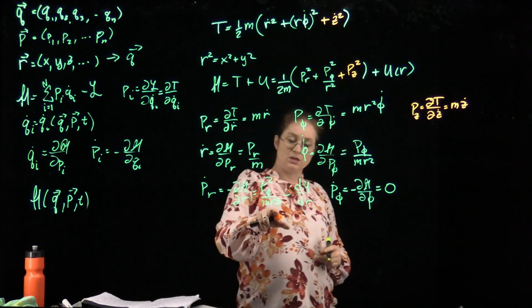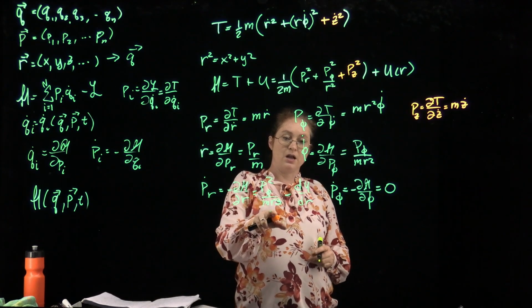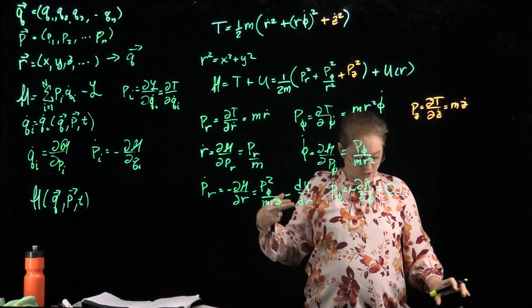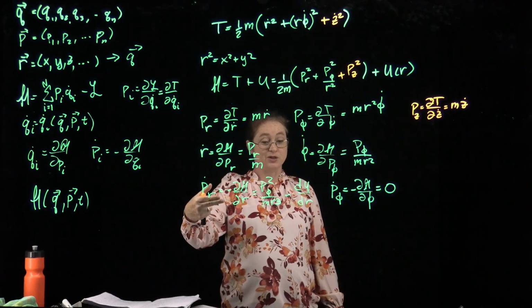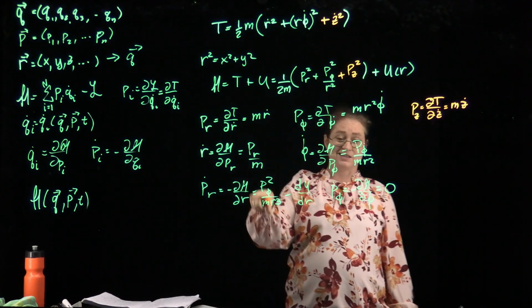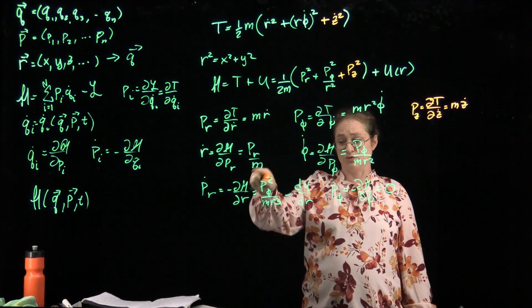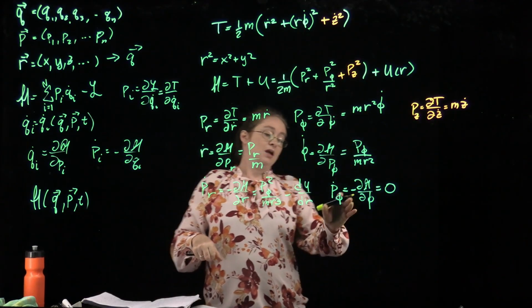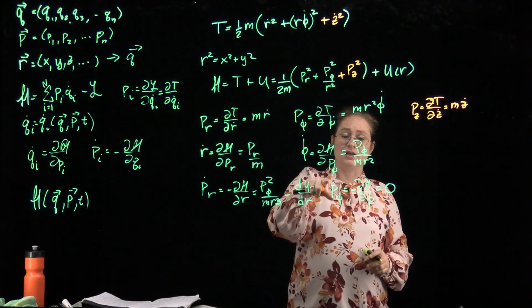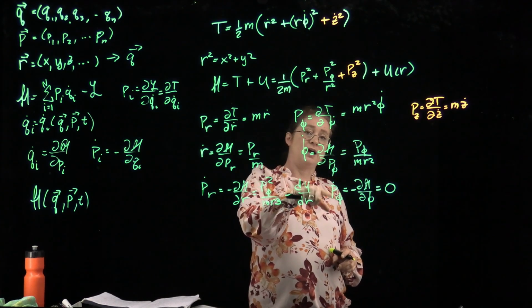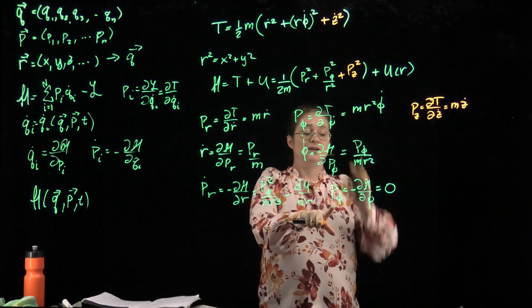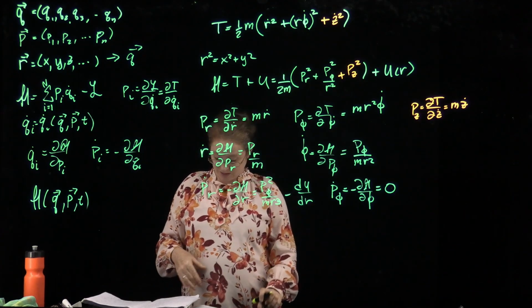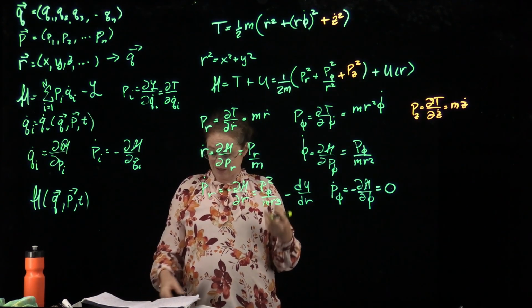And so this is telling us that our motion in the r direction looks like a one-dimensional problem, but with a slightly modified force from what is effectively the centrifugal force. And then here, this is telling us that p phi dot, this thing, which happens to be the angular momentum, is a constant. So the angular momentum is constant.